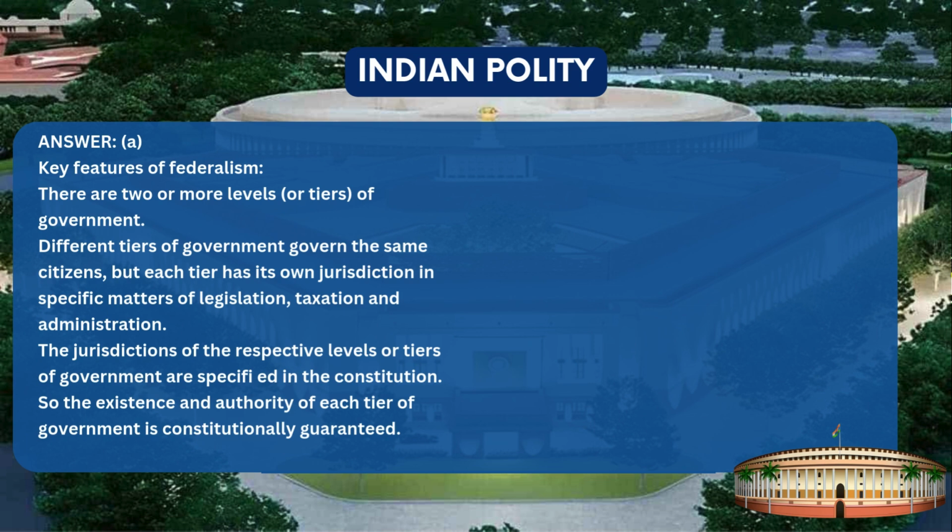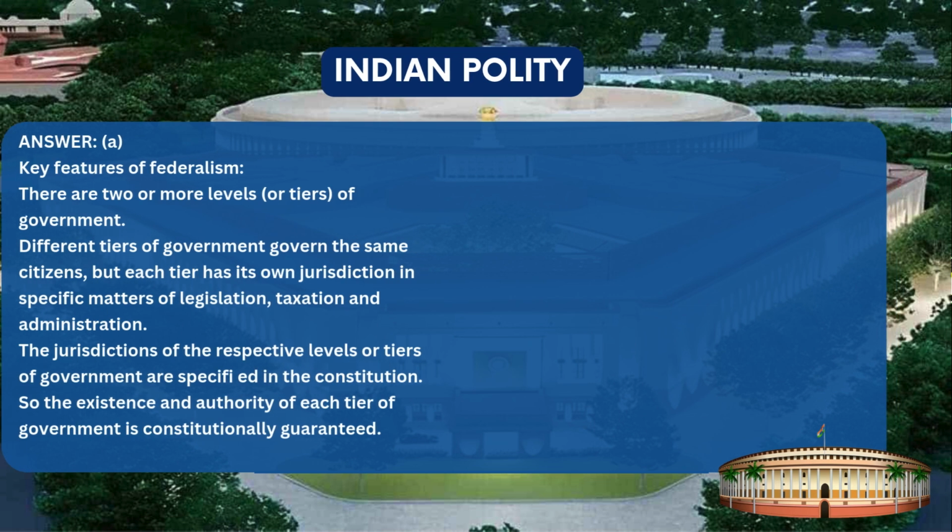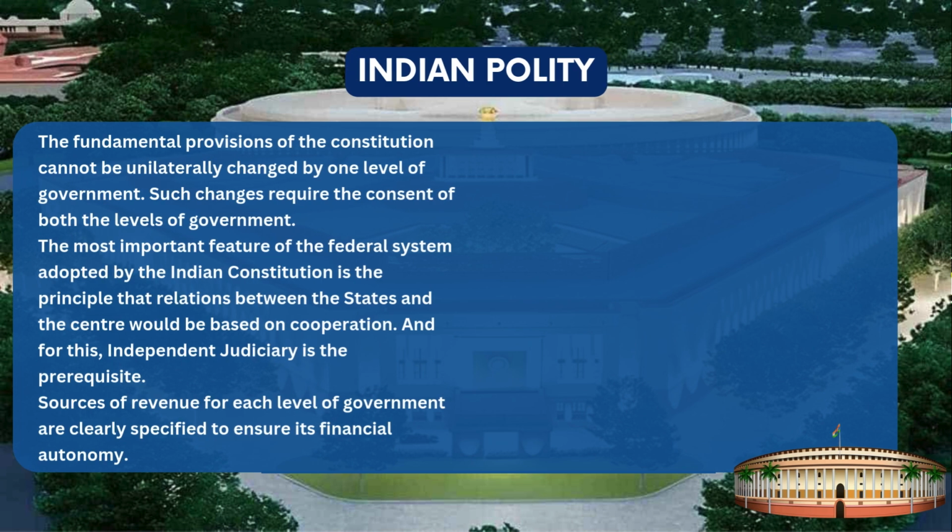There are 2 or more levels, or tiers, of government. Different tiers of government govern the same citizens, but each tier has its own jurisdiction in specific matters of legislation, taxation, and administration. The jurisdictions of the respective levels or tiers of government are specified in the Constitution. So the existence and authority of each tier of government is constitutionally guaranteed. The fundamental provisions of the Constitution cannot be unilaterally changed by one level of government. Such changes require the consent of both the levels of government.